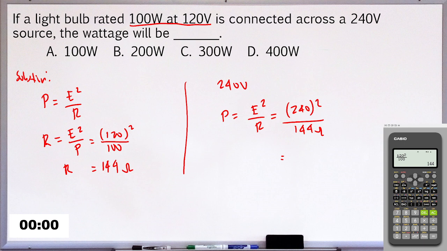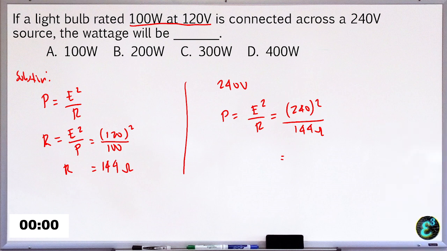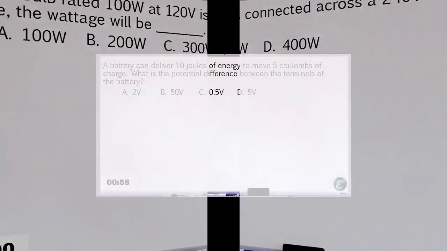So we have 240 squared divided by 144. Okay, so the correct answer is 400 watts. Now 400 watts is the power at 240 volts, which is letter D.